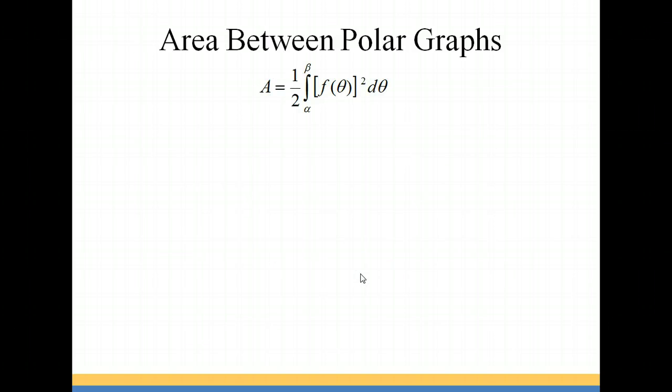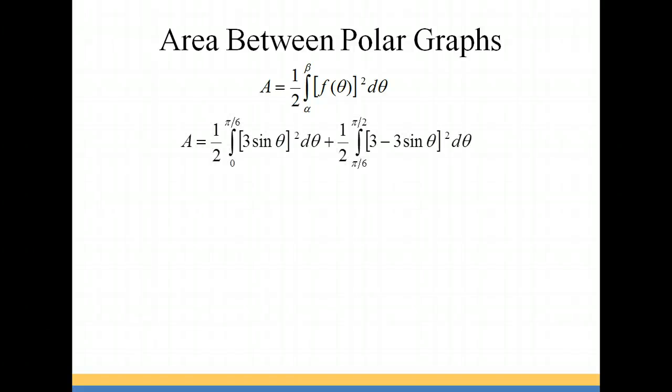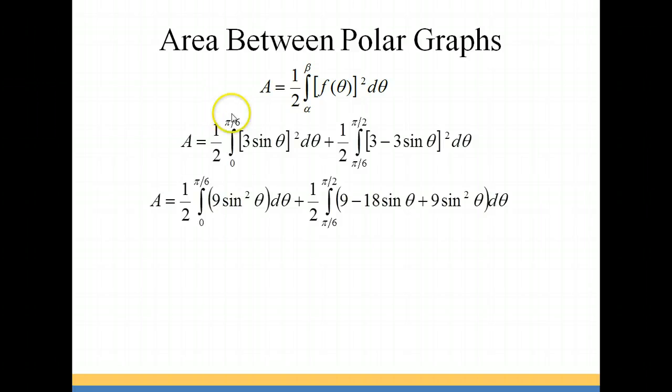Okay, so starting with our general equation for the area of a polar graph, we're going to plug in our two equations. Then we want to square both those equations. So for the 3 sine theta, we get 9 sine squared theta. And expanding out 3 minus 3 sine theta, we get 9 minus 18 sine theta plus 9 sine squared theta.